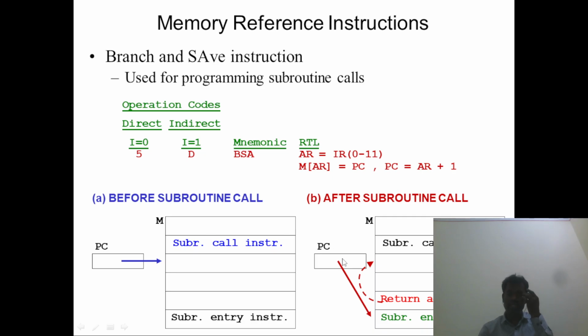Now, the new subroutine address will be available, because in a subroutine call it will indicate where it has to go, the PC. So PC will be loaded into M of AR. That M of AR goes to the subroutine instruction. Then the PC is incremented and it will continue.